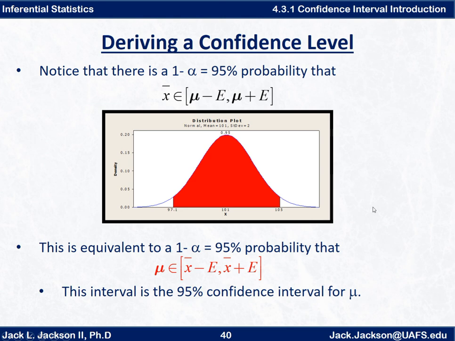So notice that there's a 1 minus alpha, or 95% probability that x bar is from mu minus e to mu plus e. That is, that it's in this red area, and so we can get an interval of the same width for mu that goes from x bar minus e to x bar plus e. That has a width of 2e, which is the same as the width of this red interval. And this interval down here is our confidence interval. It's not the red one up here.